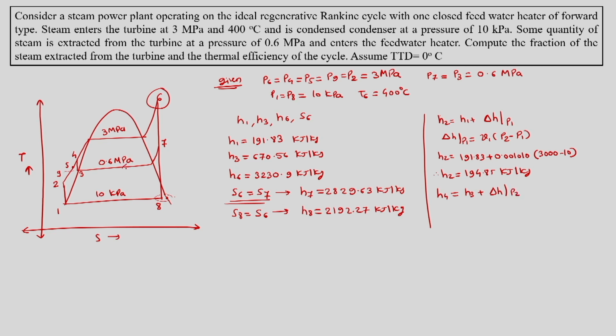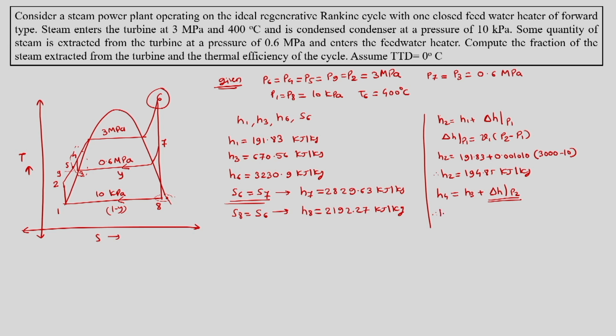Here we have to remember that we are extracting Y mass of steam for the feed water heating. So, this pump is for a forward type closed feed water heater, so it is handling only Y unit of mass. So, we are logically saying that this is only delta HP2, this is not the pump work.